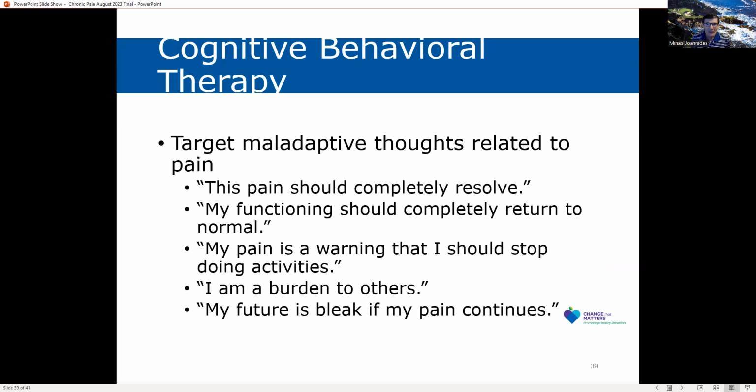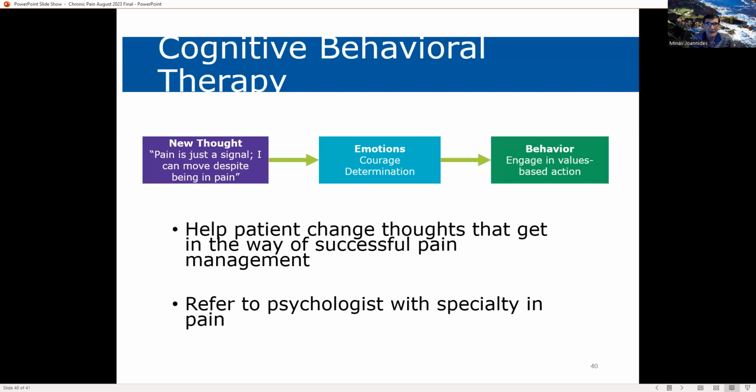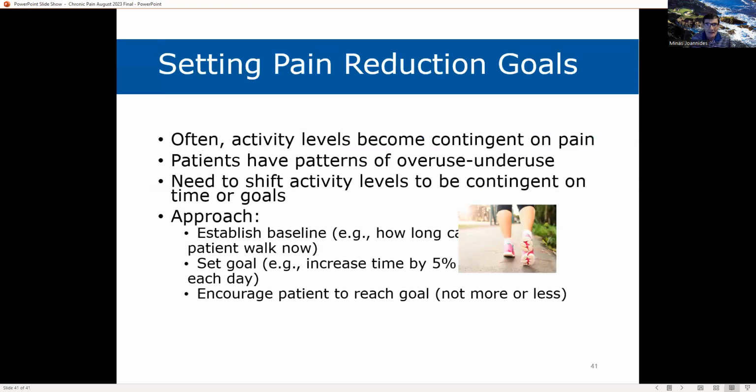And cognitive behavioral therapy, or someone to possibly help you think about, how can I deal with my pain in better ways rather than using maladaptive thoughts and opioids in order to treat it. Setting pain reduction goals. What am I going to do today to help relieve my concern about my pain, which never seems to go away? So, what actions can you take that might be helpful rather than just taking another pill?